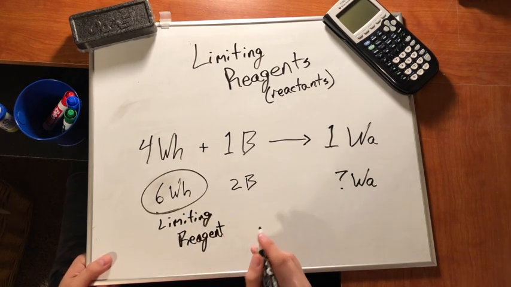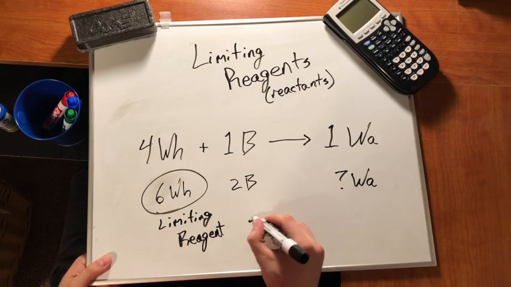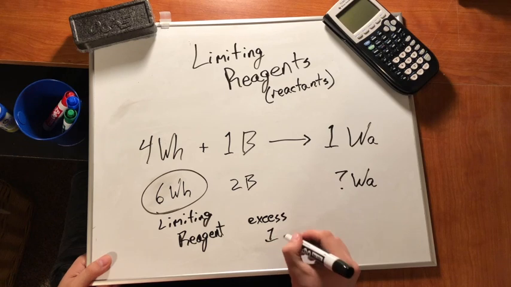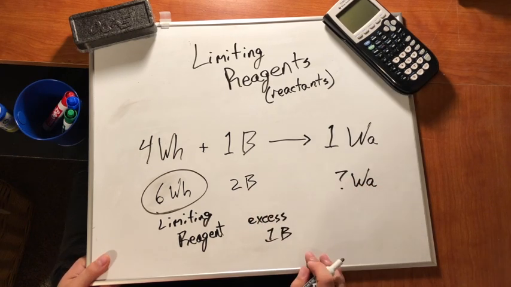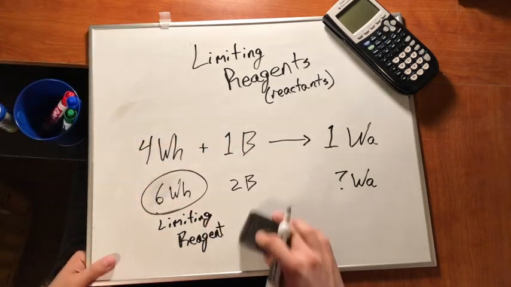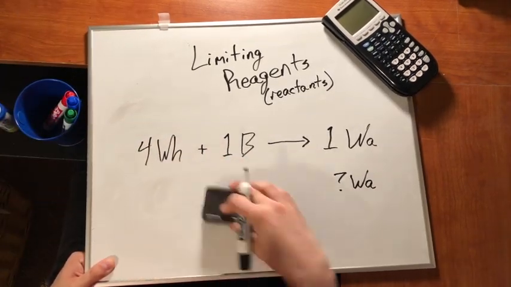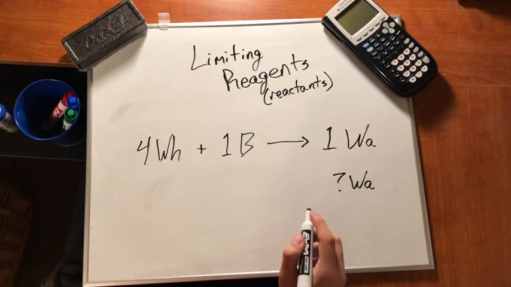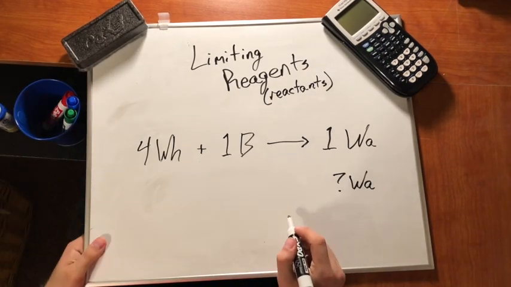Right? My wheels are my limiting reagent, and I would have an excess of 1 body, right? I would use 1 to make a wagon, but then I would have 1 left over, okay? So that's kind of rudimentary, and a lot of us can do that in our head. This gets a little more challenging when the numbers are not so easy, okay?